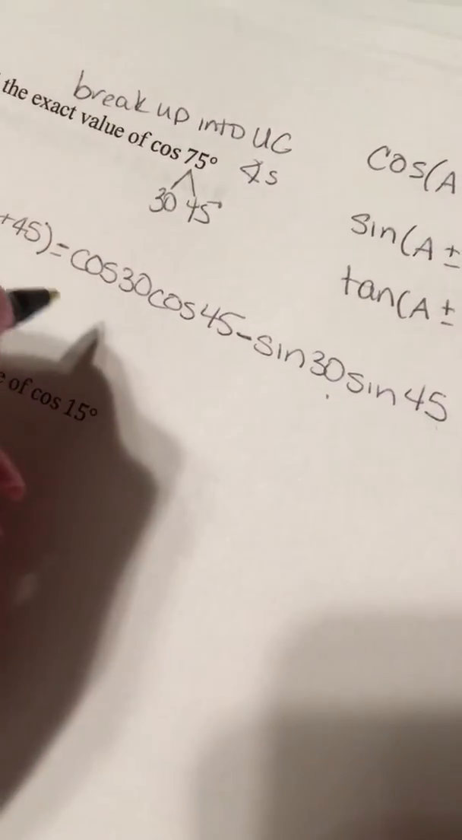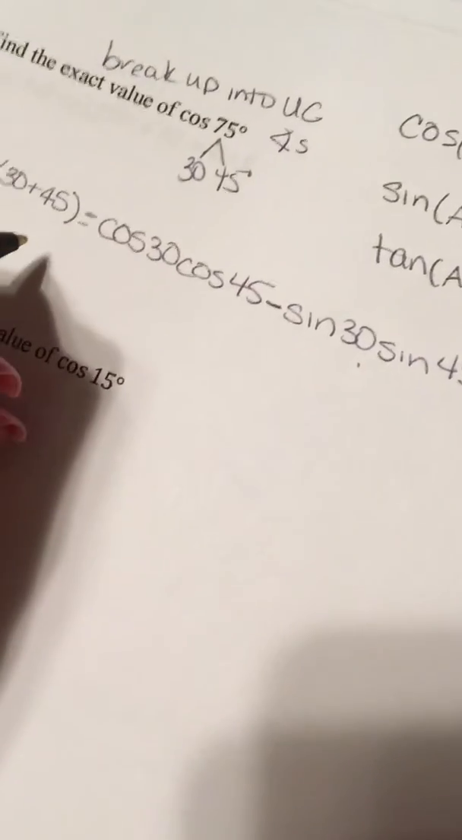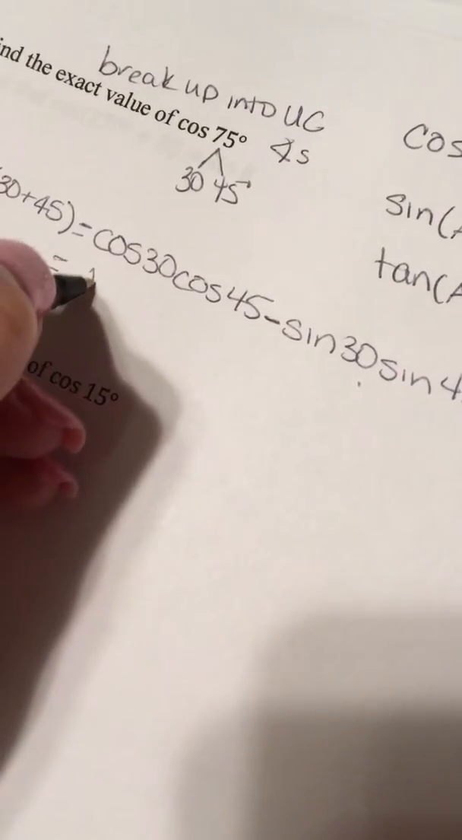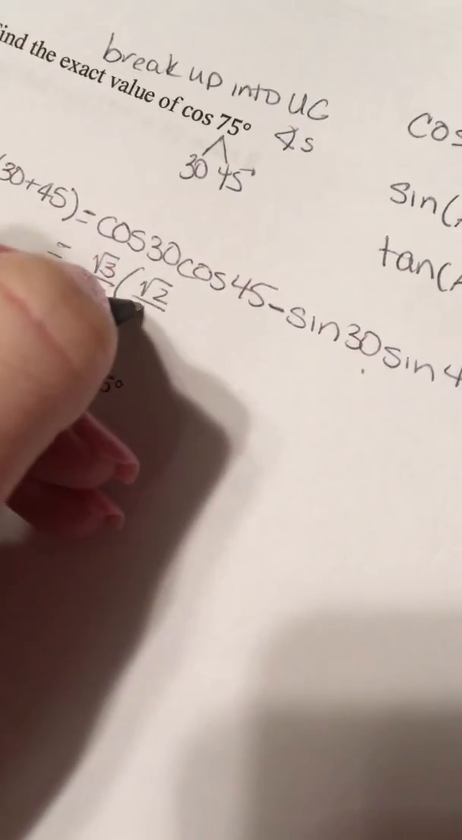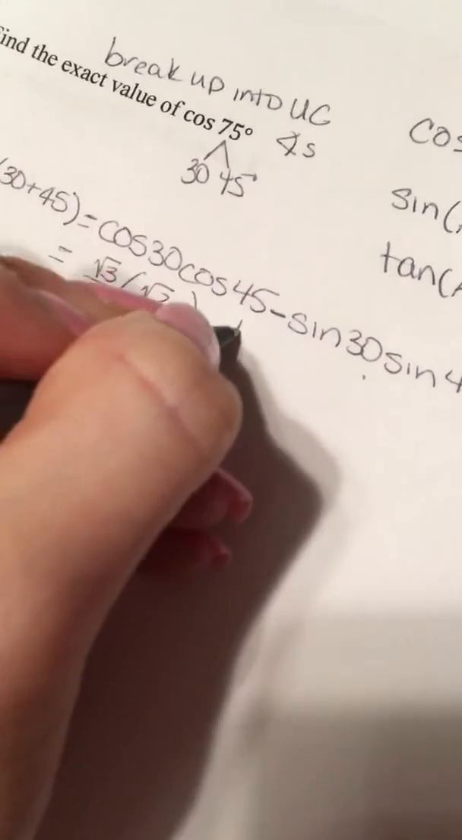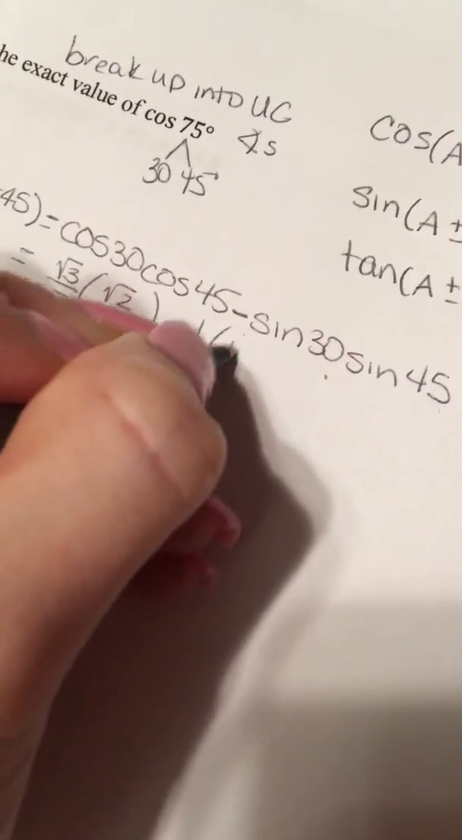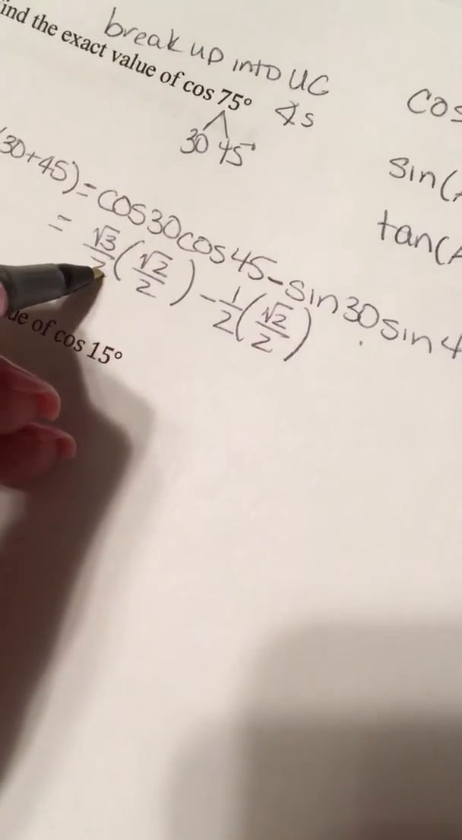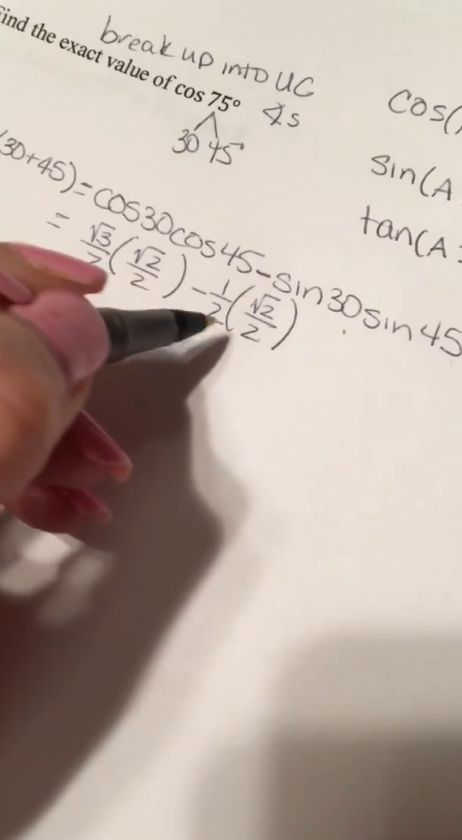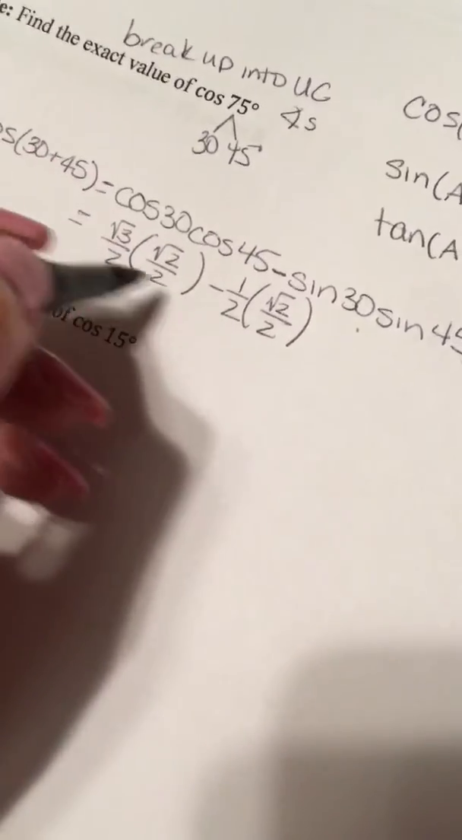All right, now these are all unit circle angles. That's where I'm pulling them from. Unit circle, special right triangles, however you want to think about them. Cosine of 30 is root 3 over 2. Cosine of 45 is root 2 over 2. Sine of 30 is 1/2. Sine of 45 is root 2 over 2. So I'm just substituting in cosine of 30, cosine of 45, sine of 30, sine of 45 for their actual values. The final step is just to multiply and subtract if possible, and simplify as much as you can.